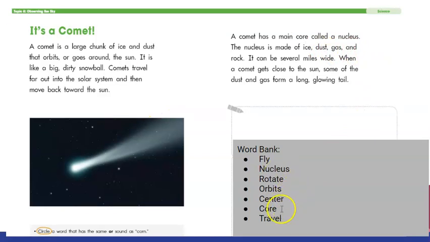Remember, the word core means the middle or the center of an object. So if you pick the word center, good job. You got a little bit tricked, but they're really similar and both could have made sense in the sentence.